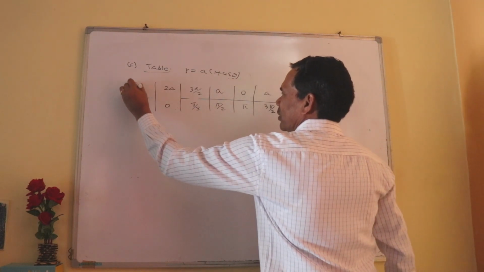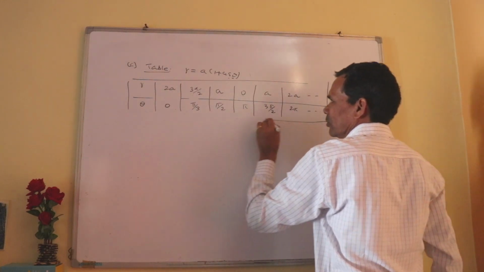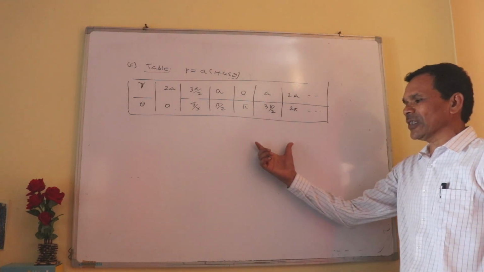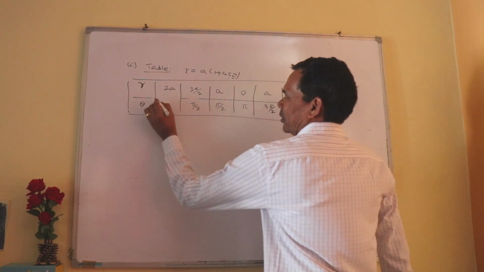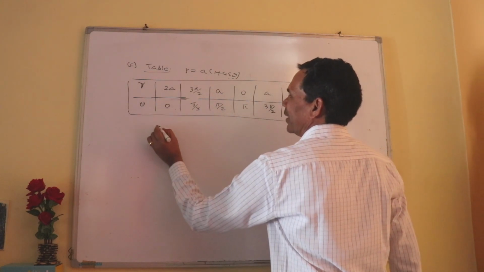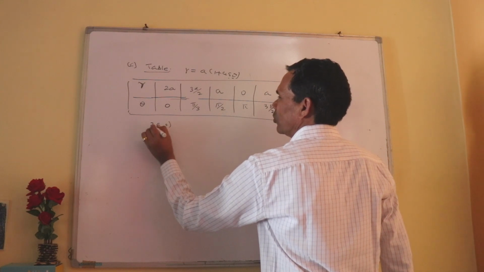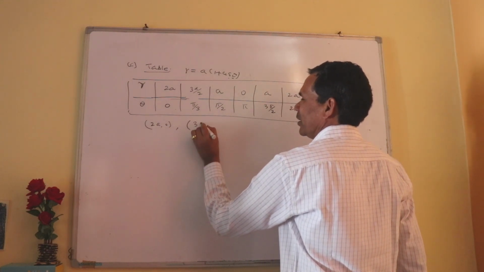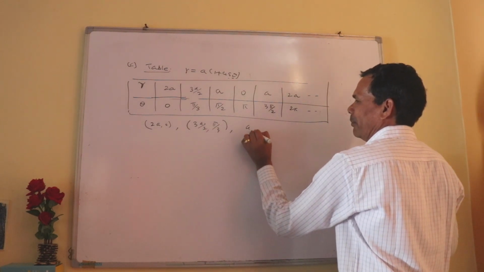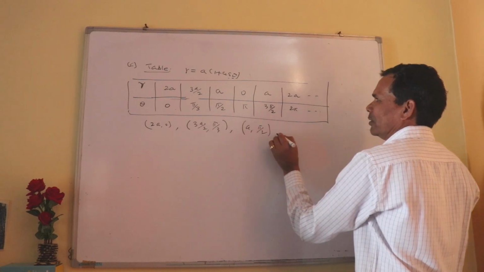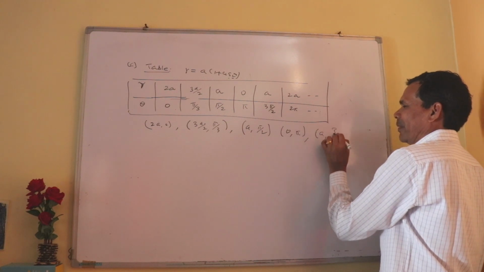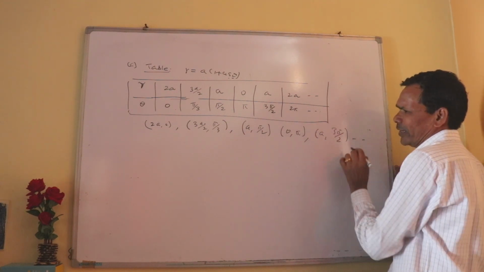You have to observe how r varies with respect to theta, and determine the value of theta for which r is maximum and r is minimum. So let us see how to locate the points. The first point is 2a, 0; the second point is 3a by 2, pi by 3; the third point is a, pi by 2; the next point is 0, pi; the next is a, 3 pi by 2, and so on. We try to locate these points.